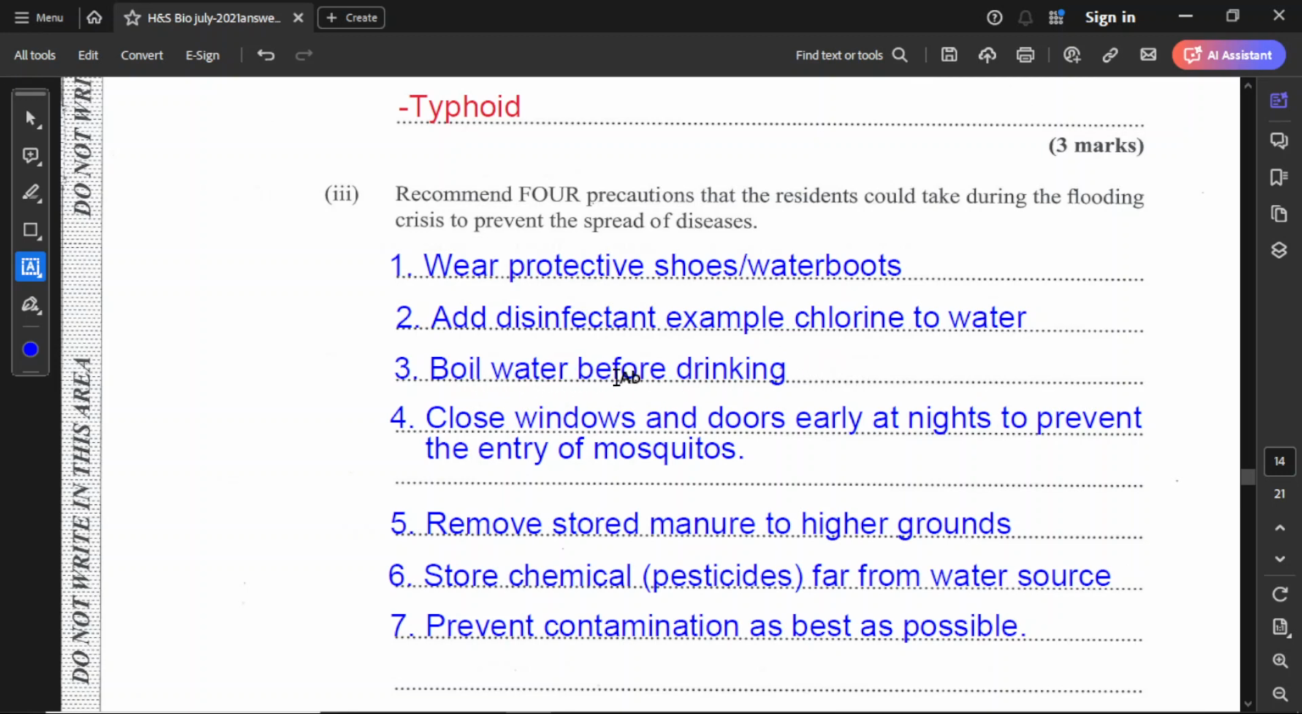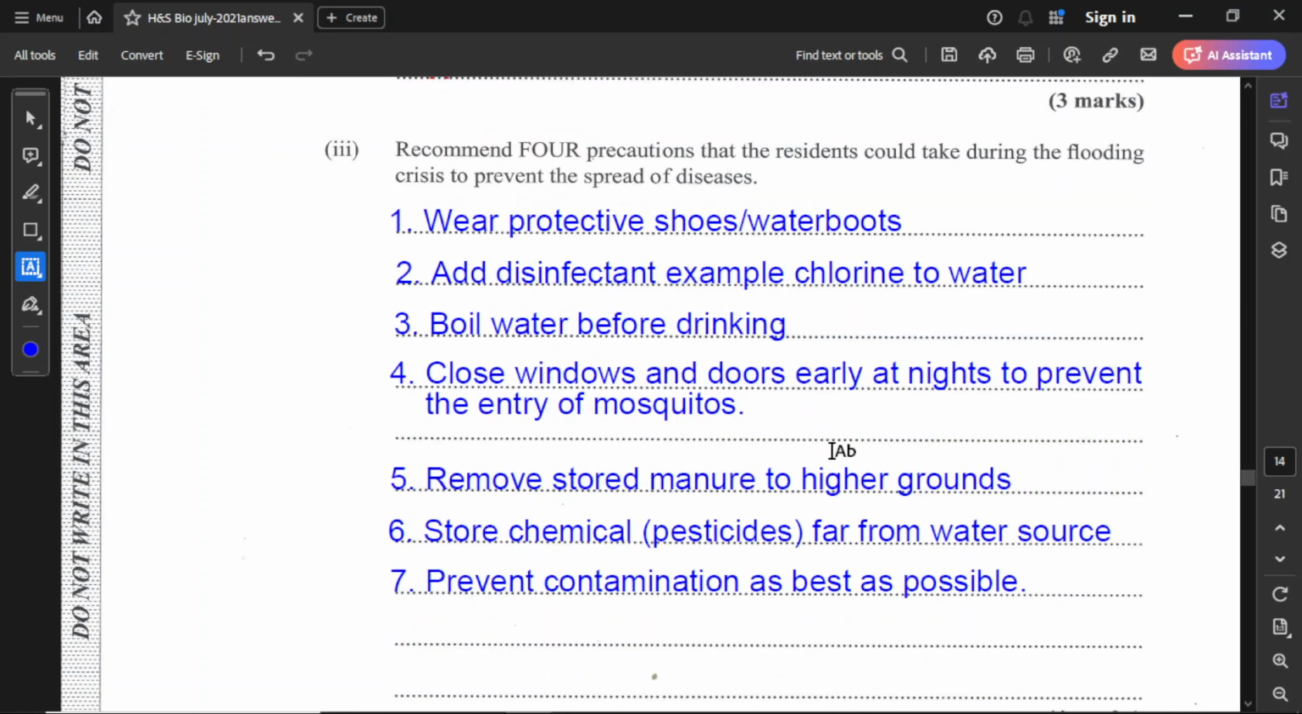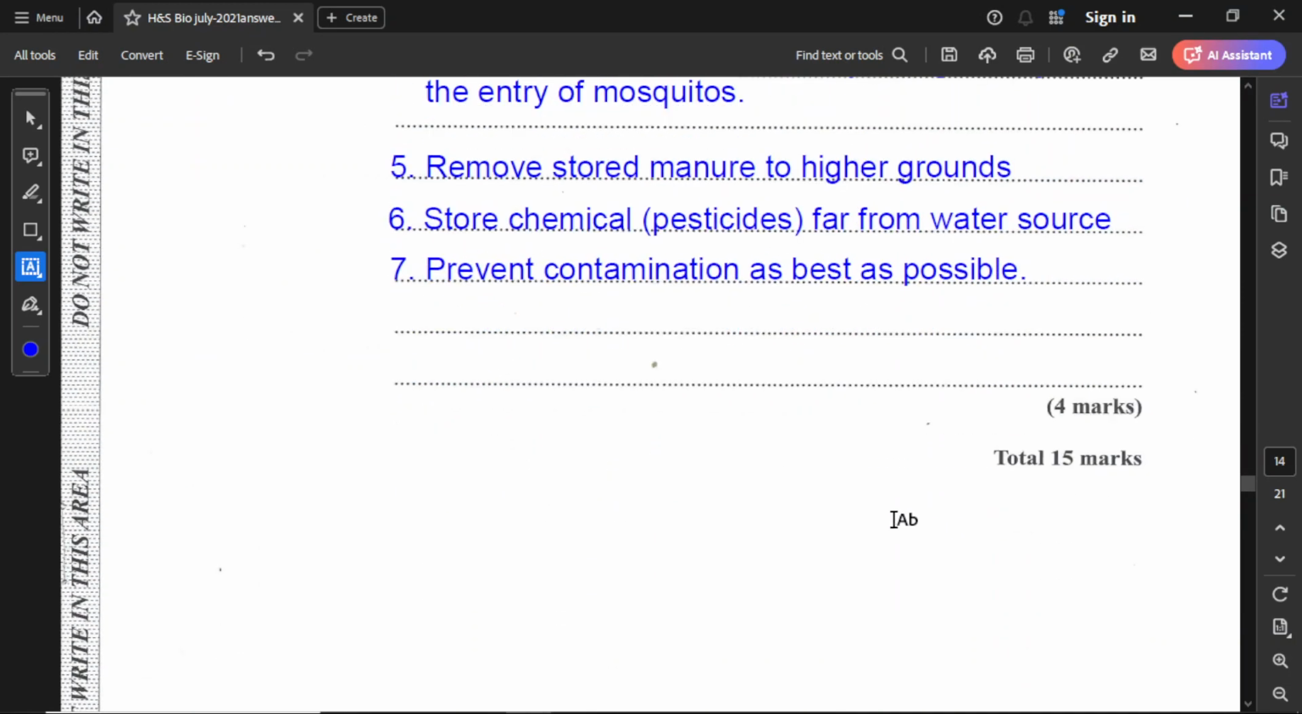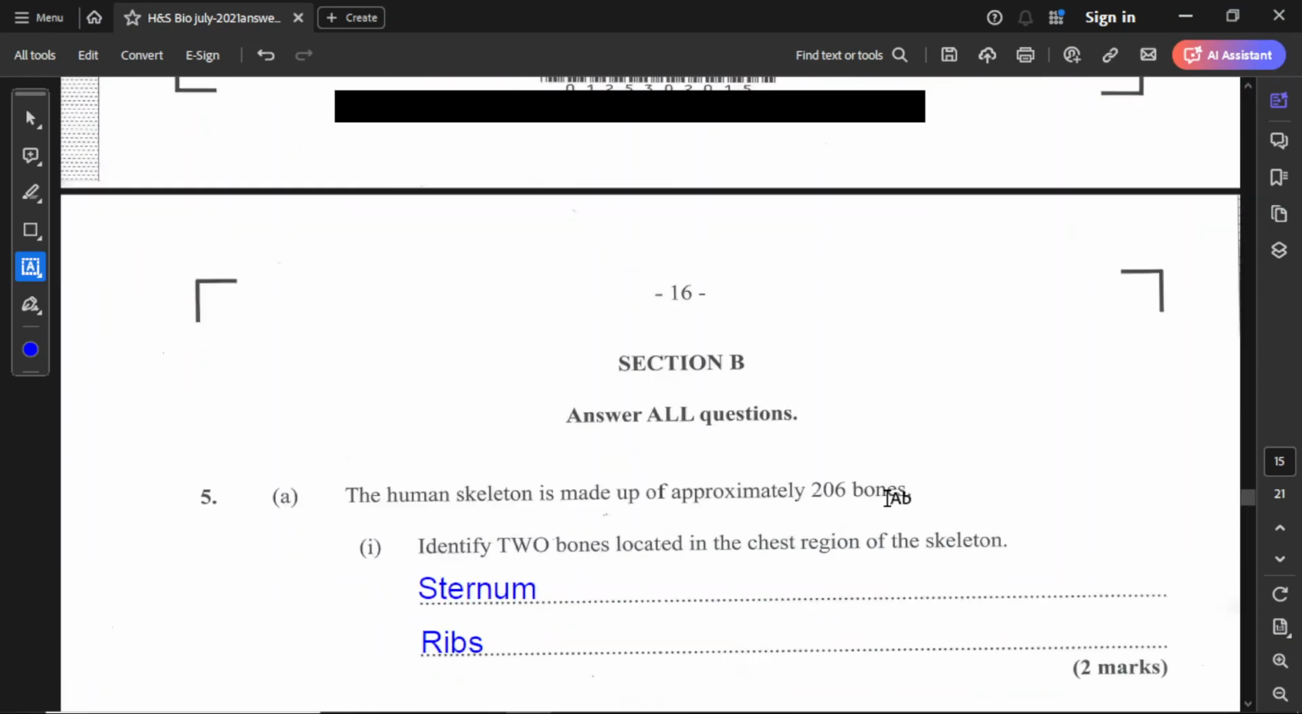All right. Also, you could boil water before drinking. That's another way to remove pathogens or microbes or microorganisms. You can also close windows and doors early at night to prevent the entry of mosquitoes. Also, you can move stored manure to higher ground so the water cannot reach it, or it could be deposited in the water. You can store chemicals and pesticides far from the water source as well. Prevent contamination as best as possible. All right, so that will account for that question.